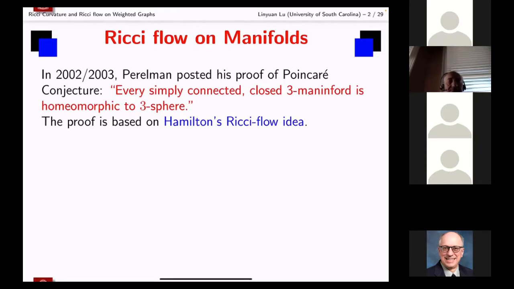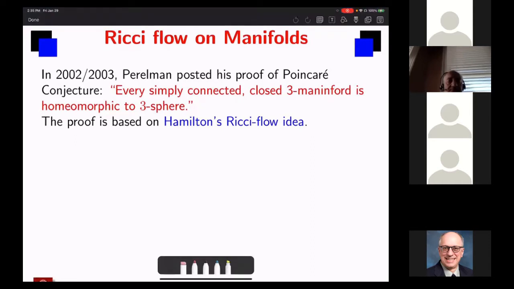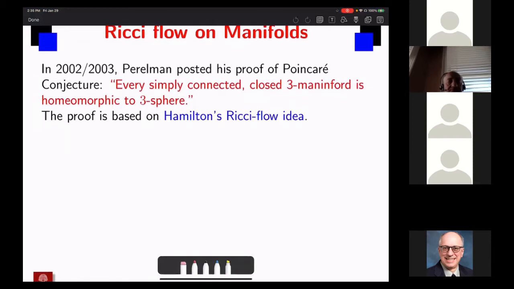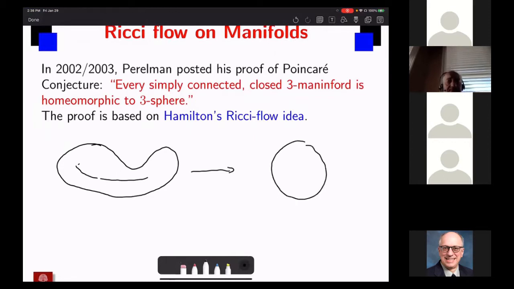But I'm not a geometer, I'm a combinatorist, so we don't need to talk about that. The whole idea is Hamilton's Ricci flow idea. So let me try to draw and see what we can do for the graph. Suppose you have some manifold, okay? Suppose you have some strange shape, the manifold, and it's equipped with a Riemannian geometry. And you want a continuous morphing so that finally you get a sphere, through the Ricci flow. That's why the Ricci flow is so powerful right now, and it's also very popular.